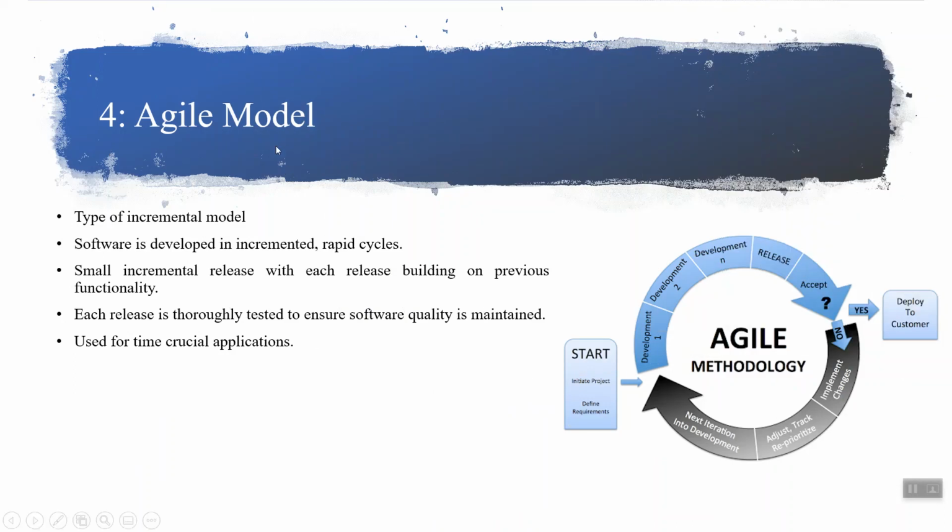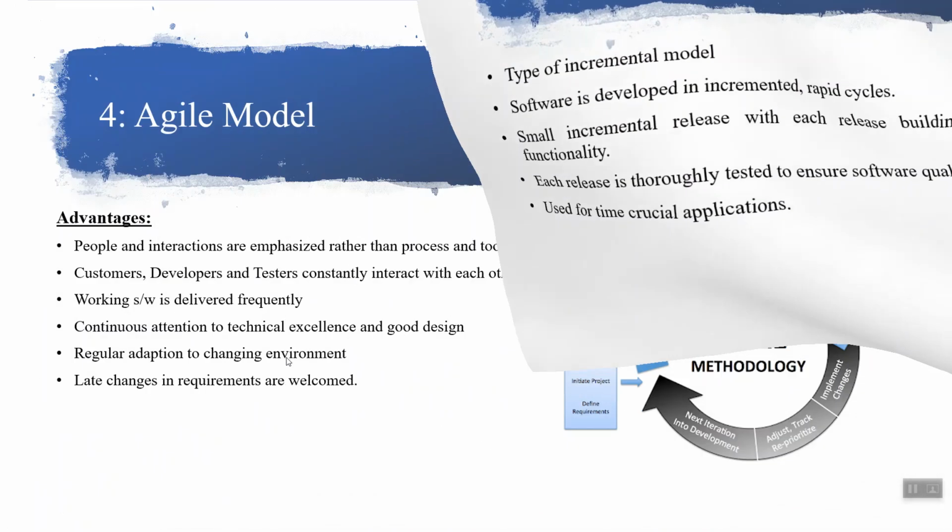The fourth model is the agile model, which is also a type of incremental model where software is developed in incremental, rapid cycles. Here, small incremental releases are made, with each release building on previous functionality. Each release is thoroughly tested to ensure software quality is maintained. It is used for time crucial applications.